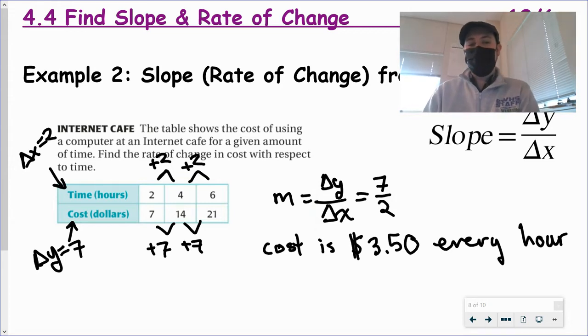So in our problem, delta x was 2, because that's the change in x. And delta y was 7, the change in y. So let's talk about the slope formula.